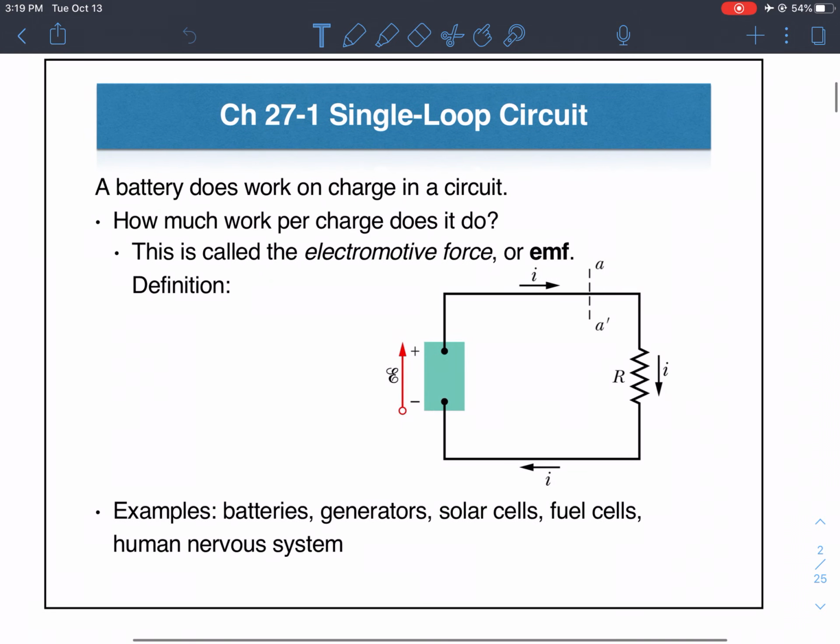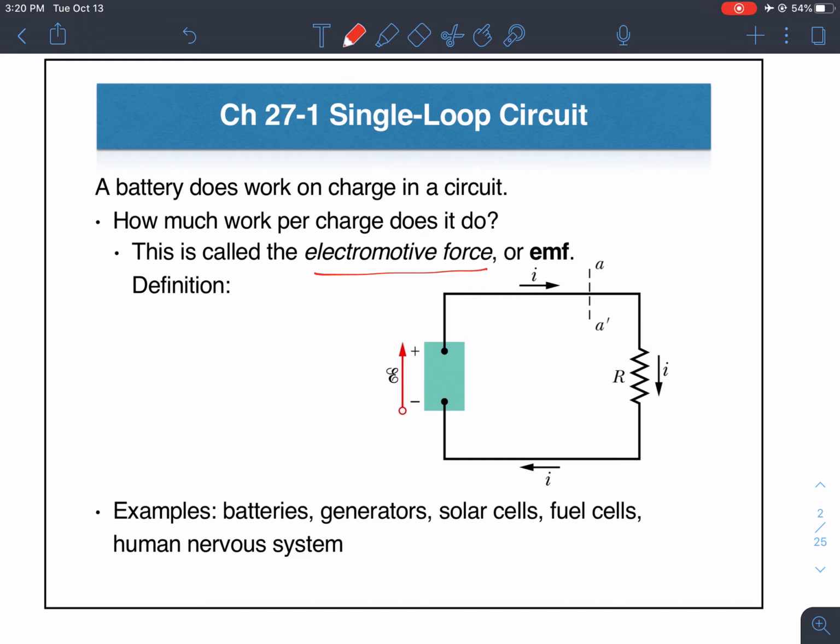And first, let's look at the battery. A battery does work on a charge in a circuit, right? It's like the charge pump. How much work per charge does it do? And this is called electromotive force. EMF comes from this, but it is not a force. So it's kind of a deceiving word. It's really a kind of a voltage. But we are going to be calling it EMF, and it is curly E.